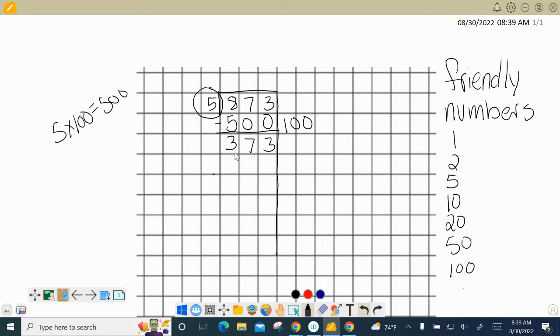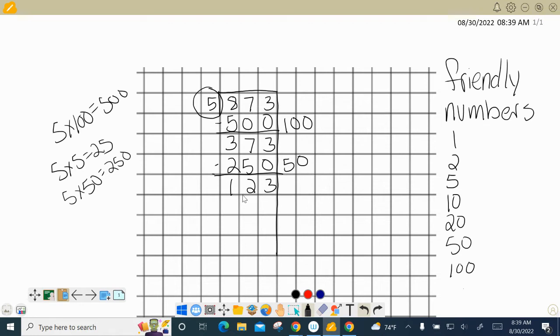Now I need to find another friendly number that I can multiply by my 5 to get me close to 373. I know that 5 times 5 is 25, so that means 5 times 50 would be 250. So I'm going to say that 50 is my next friendly number. 50 times 5 is 250, and again, we just subtract. 3 minus 0 is 3. 7 minus 5 is 2. 3 minus 2 is 1. All right, so now I've got 123.